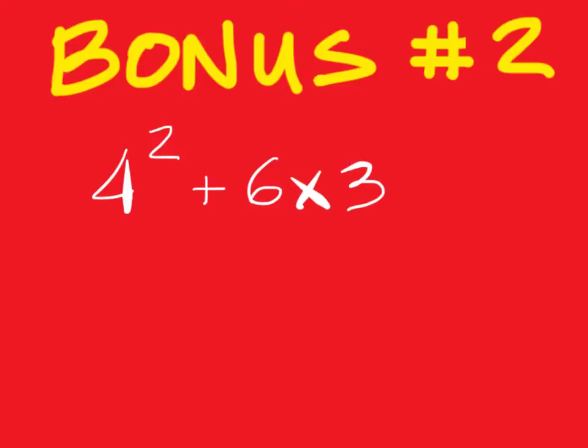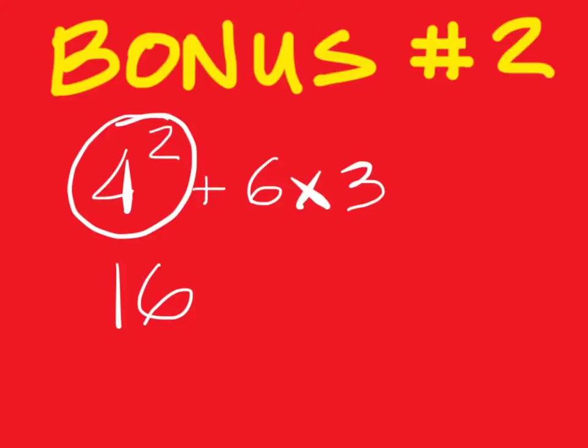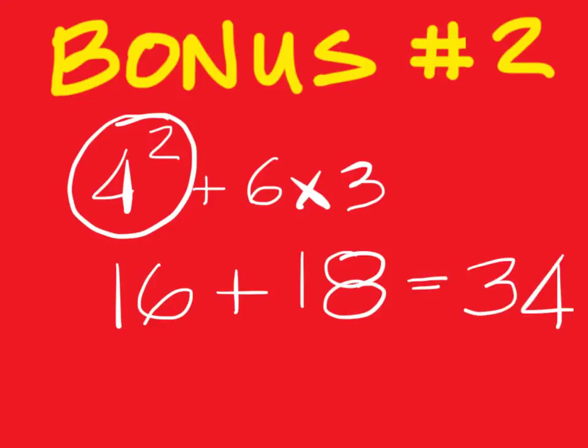On bonus number 2, this 4 to the second power means 4 times itself, which is 16. 4 times 4. And then 6 times 3 is 18. So if you add those both together, you should get 34.